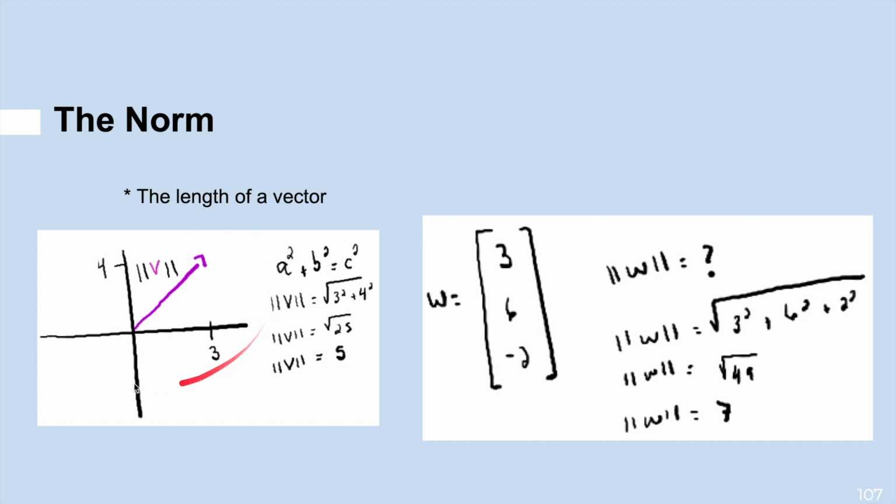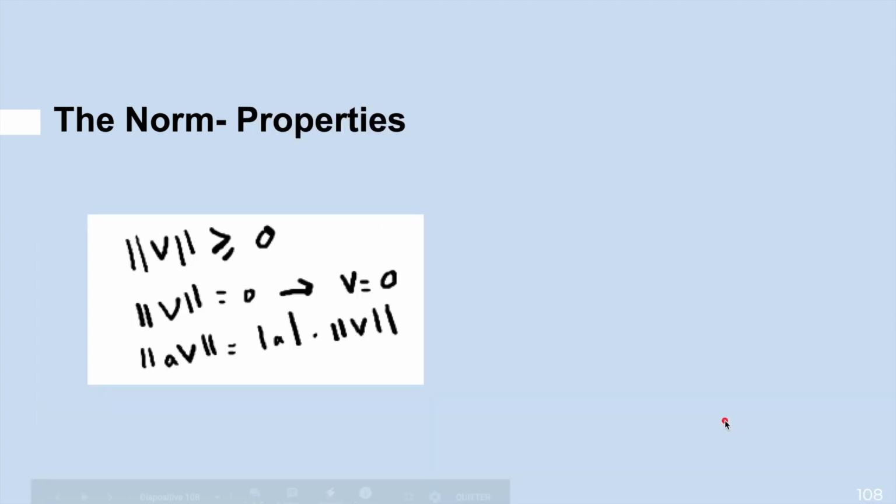Now, we're not exactly going to be given a picture like this. Usually it's going to be in a matrix form. So here we have vector w in 3 dimensions because there are 3 numbers here. We have 3, 6, and -2, and we are asked to find the norm, so the length of this vector. All we do is the square root of each of these numbers squared. So here it's 3 squared plus 6 squared plus 2 squared. That's 49. Square root of 49 is 7. And that is it for the norm.